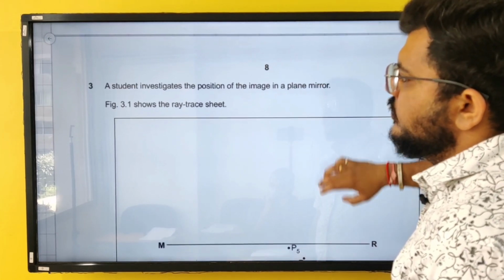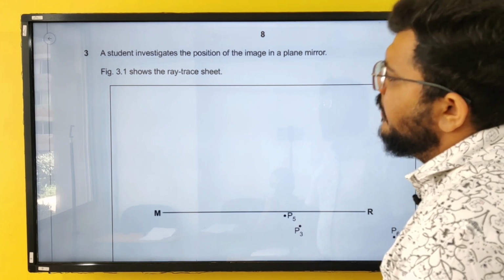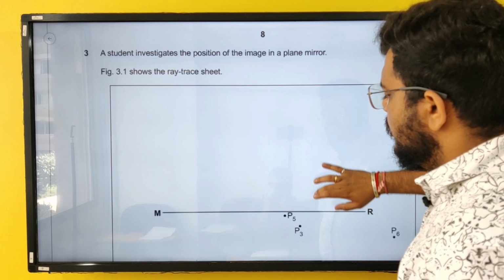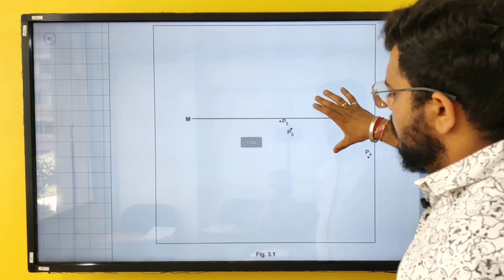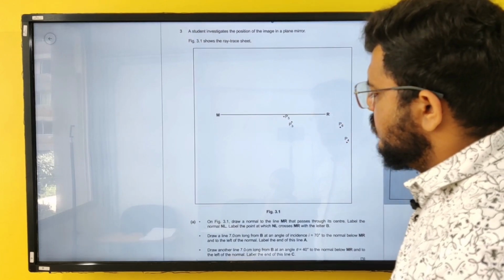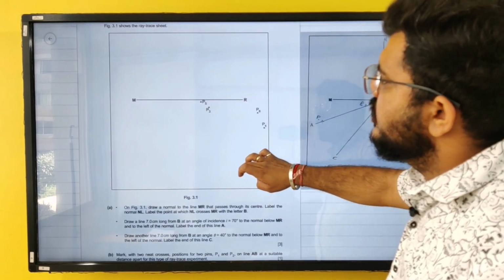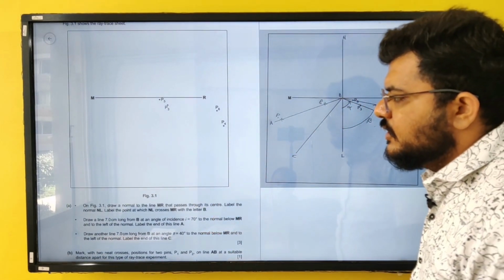The question has changed. A student investigates the position of the image in a plane mirror. Figure 3.1 shows the ray trace sheet. We have to draw something here most probably, and I've drawn it for you as well. Again, I'll zoom it down so we can see what is happening. Here are the questions and here is my answer.